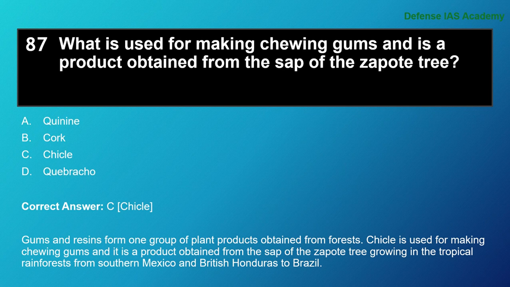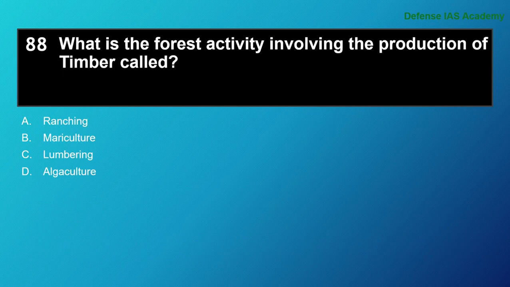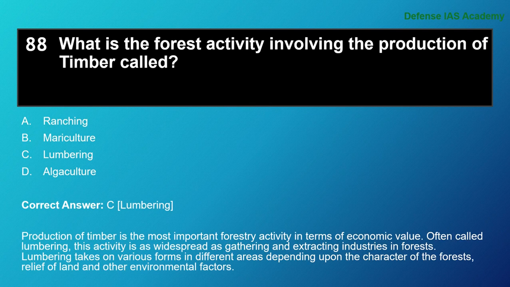What is used for making chewing gums and is a product obtained from the sap of the sapote tree? So the answer to this question is option C, chicle. Gums and resins form one group of plant products obtained from forest. Chicle is used for making chewing gums, and it is a product obtained from the sap of a sapote tree growing in the tropical rainforest from southern Mexico and British Honduras to Brazil.